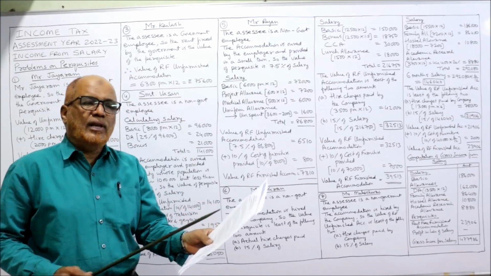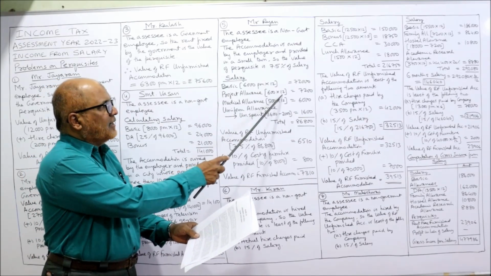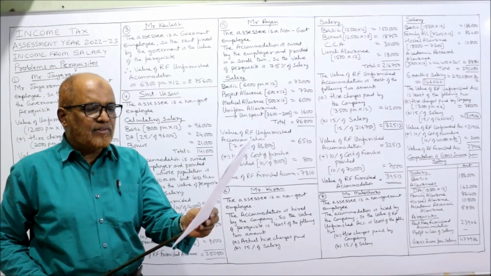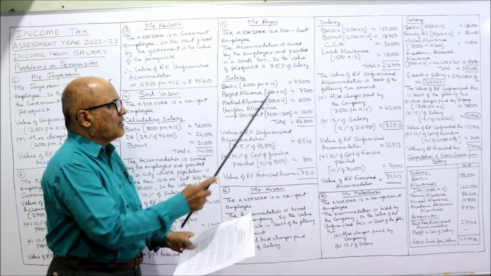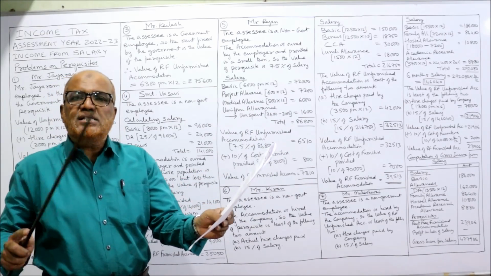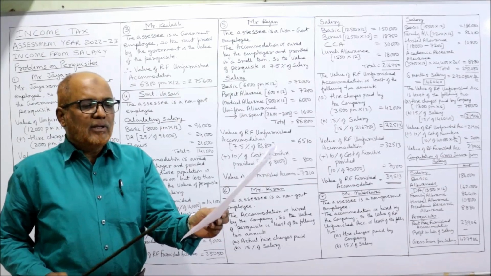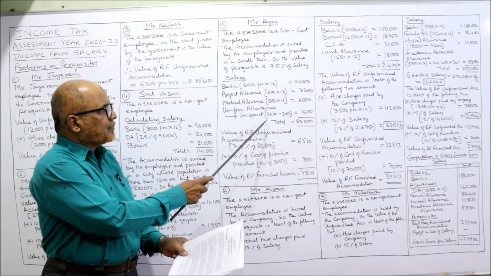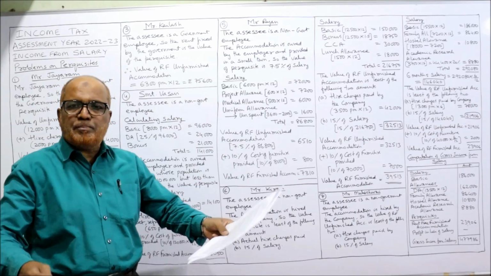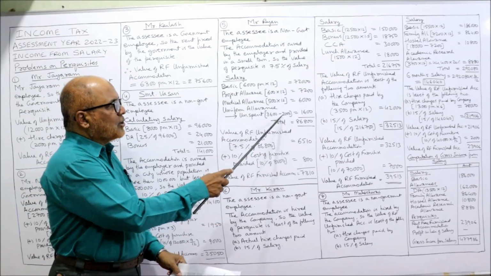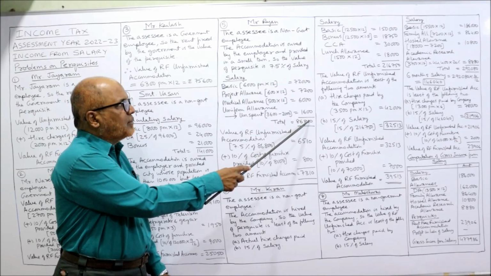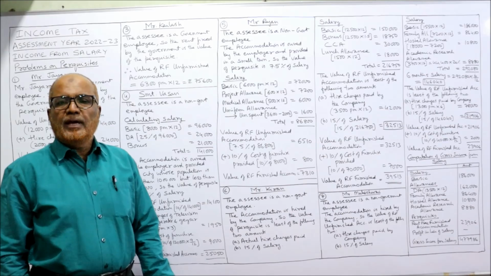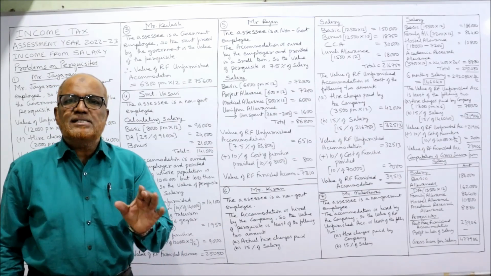Project allowance, fully taxable: 600 into 12, 7,200. Medical allowance, fully taxable: 500 into 12, 6,000. And uniform allowance, the unspent amount is taxable. So 300 per month into 12 is 3,600, minus the amount spent, 2,000. So 1,600 unspent is taxable. The total of salary is 86,800.